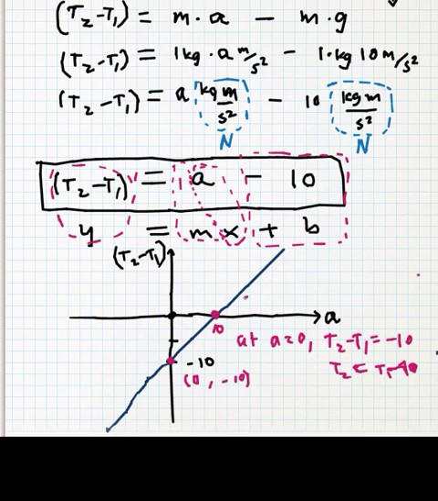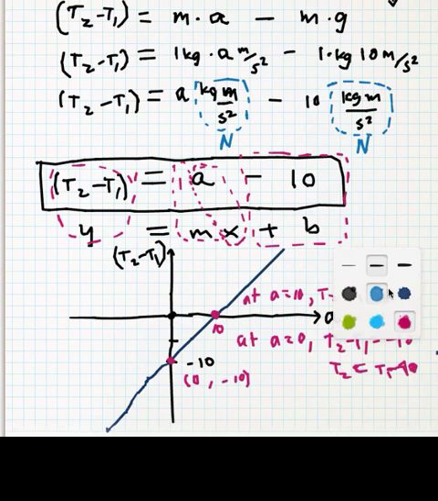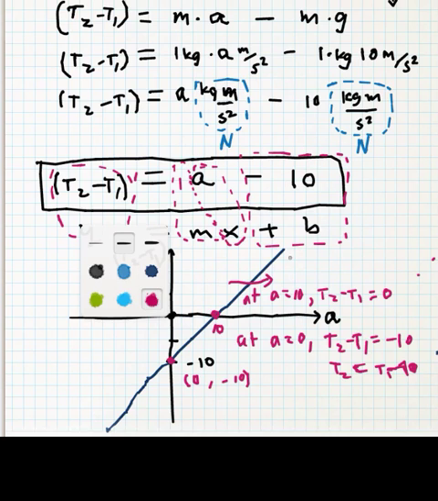We see that at a equals 10, t2 minus t1 is actually equal to 0. So the tensions are equal at acceleration equals 10. But what happens when you actually exceed acceleration equals 10? Well, you can see that when you exceed acceleration equals 10 on this graph, you're actually going upward. And so what you're seeing is that as you exceed 10 meters per second squared, this difference gets larger and larger.